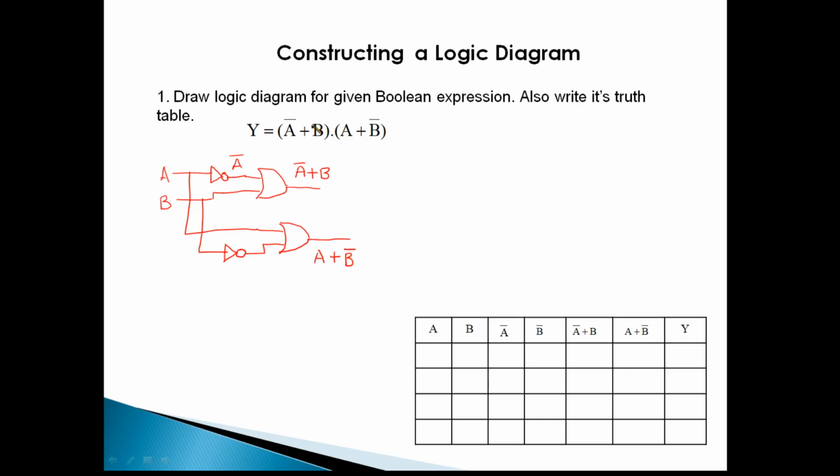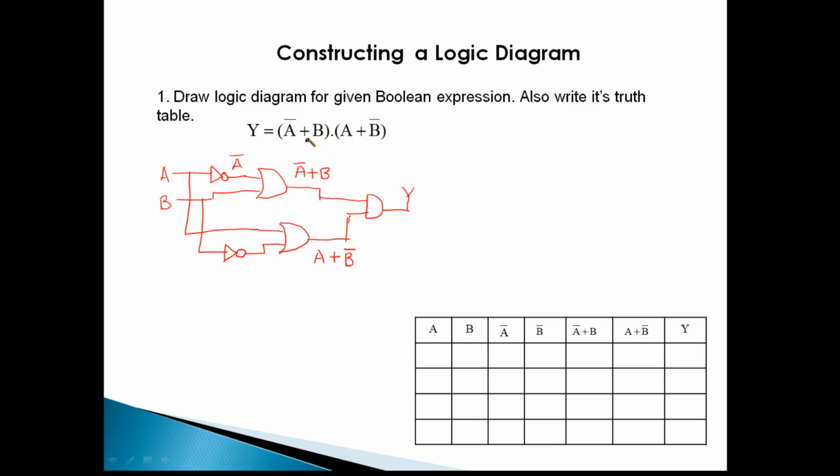So you have got these two terms. The first term A bar plus B and the second term A plus B bar. Now there is multiplication of these two brackets. That means you need an AND gate. So this input is given to AND gate and this A plus B bar is also given to AND gate, and this AND gate will produce Y, which is multiplication of these two terms. So in this way you have got the logic diagram for given Boolean expression.